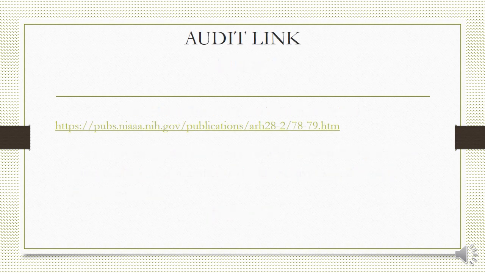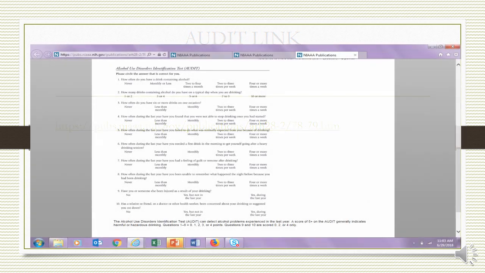This is a link for your reading pleasure that shows you the difference between the CAGE and the AUDIT. As you can see in this example, there are 10 questions that a patient answers. Sometimes the screener asks the questions, and sometimes the patient self administers them. So take a look at the 10 questions.